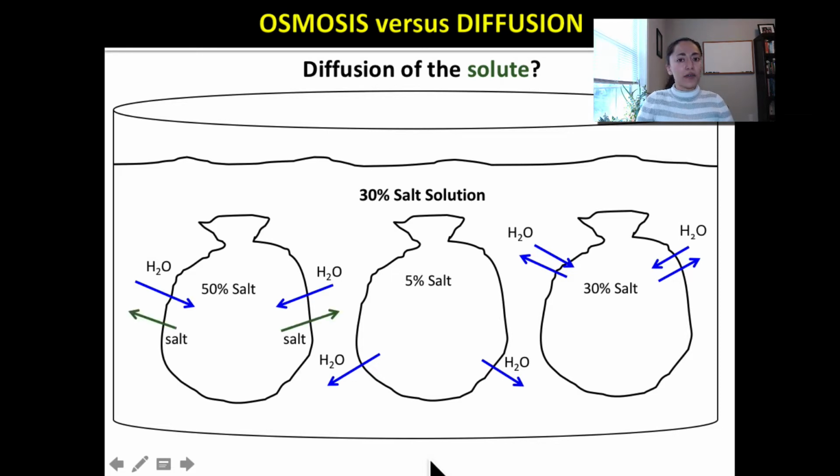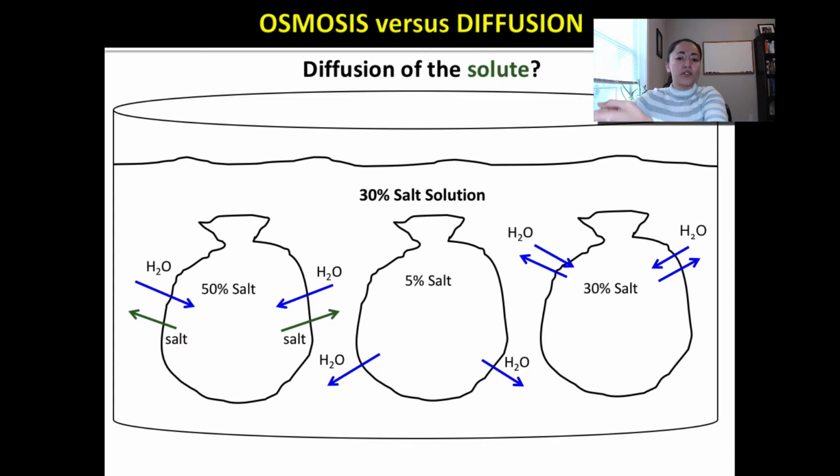Salt would move out of the bag, down its concentration gradient, from a 50% to a 30% solution. So if you're reading a problem really quickly and not paying attention to whether I'm asking about the solute or the solvent, which is the water, then you're going to get this problem wrong because they move in opposite directions. The water's moving in, trying to balance out the two solutions, whereas the salt's moving out, trying to balance out the two solutions. Right? So they're trying to create a balance here.